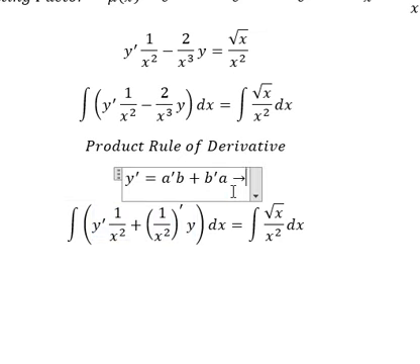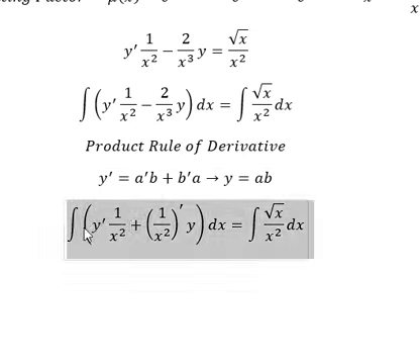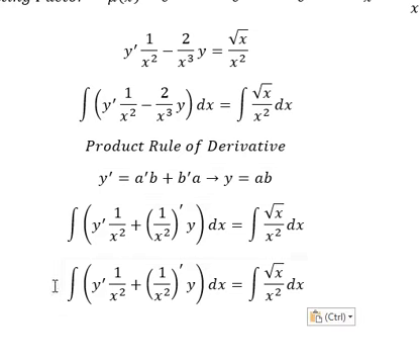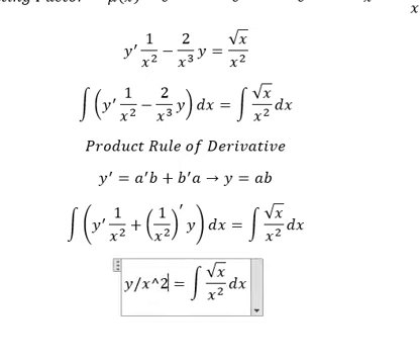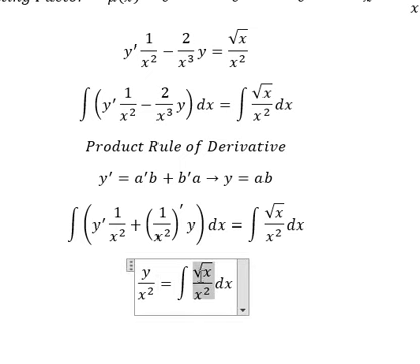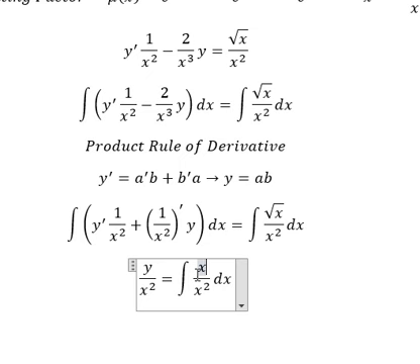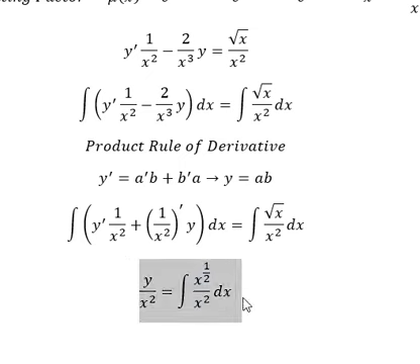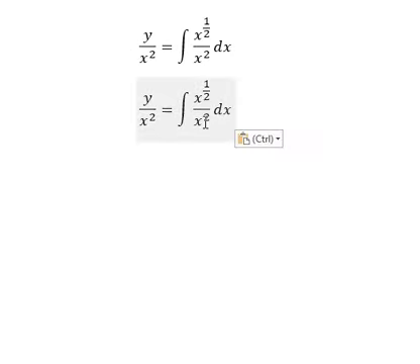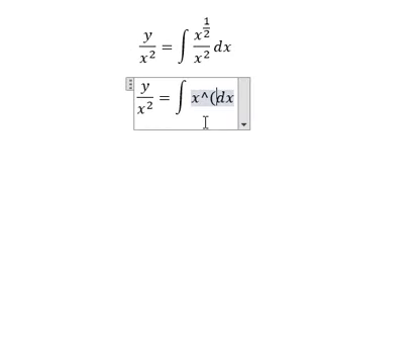So the integration of this one, we have y equals ab. So the integration of that one, we have y over x squared. This one we can simplify. So we have x to the power of 1 over 2 minus 2. So we calculate this one, and we got negative 3 over 2.